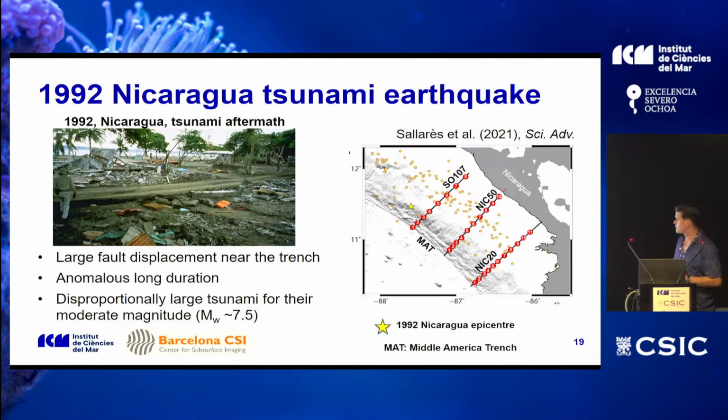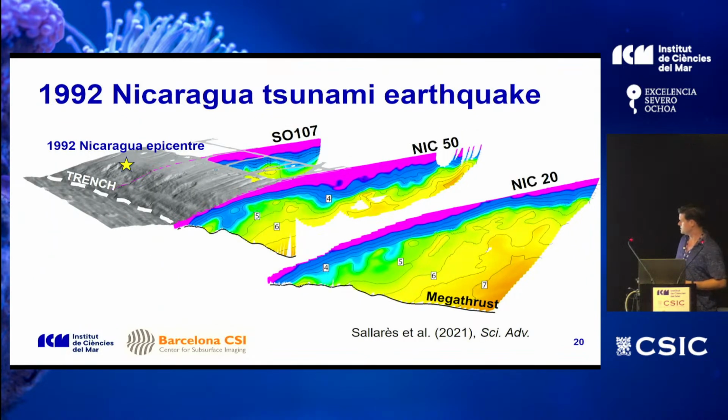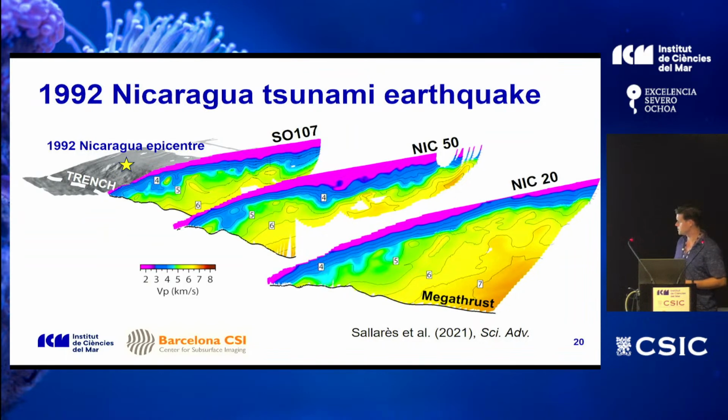We performed a travel time tomography, and we extracted the distribution of, in this case, P wave velocity. We extracted the P wave velocity of the upper plate for three lines and the geometry of the megathrust over here, and we created a surface model that was representative of the distribution of elastic properties above the megathrust.